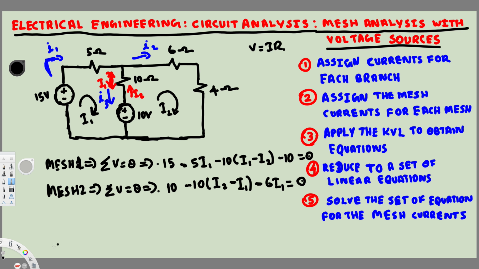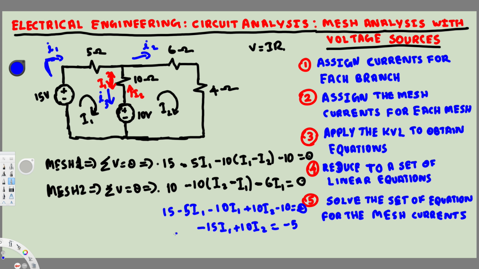Now all we have to do is simplify. Here we are going to have 15 minus 5i1 minus 10i1 plus 10i2 minus 10 equal to 0. I'm simplifying the first equation. So let's add them together. We are going to have minus 15 I1 plus 10 I2, and if I bring the numbers to the other side, this 10 is going to become plus 10, and this is going to be minus 15. Plus 10 minus 15, that's going to make this one minus 5, right?